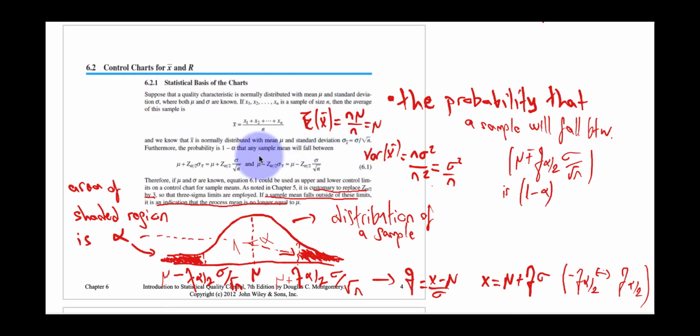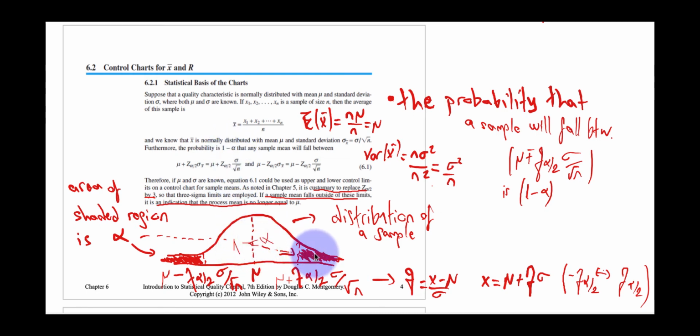And we have a probability that the sample mean will fall between those limits, okay? And this probability is 1 minus alpha. This is the 1 minus alpha.